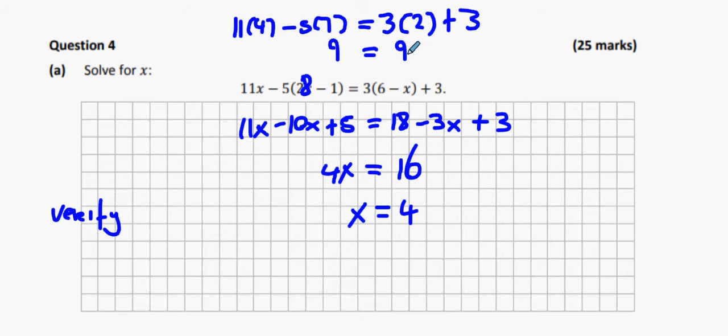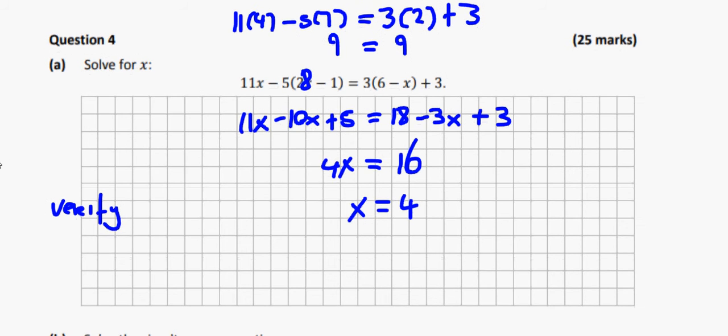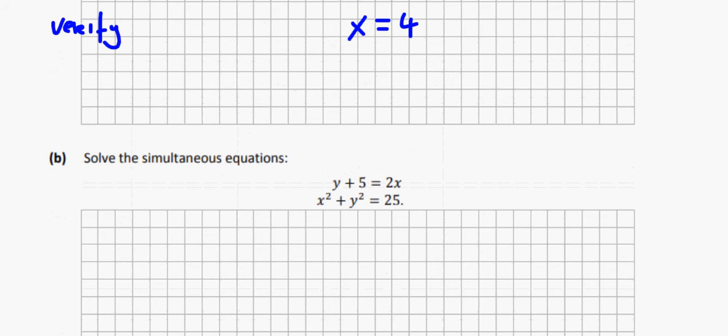Okay? Everybody cool with that? Very easy question. Once again, being very nice. Nice 10 marker straight away. Okay? Just multiply it out, move the x's to the left, numbers to the right. You're done. Ready? Now, the actual decent question out of the two.